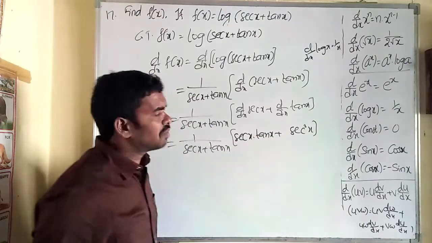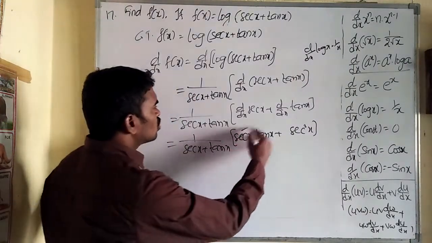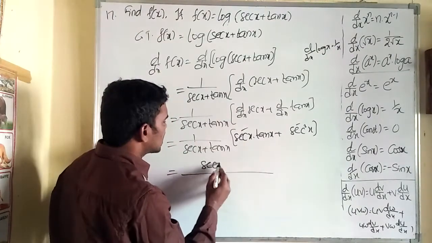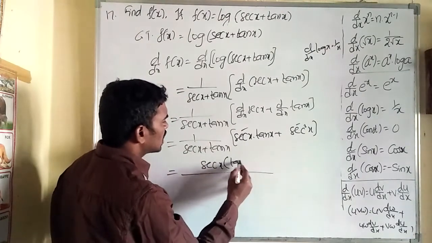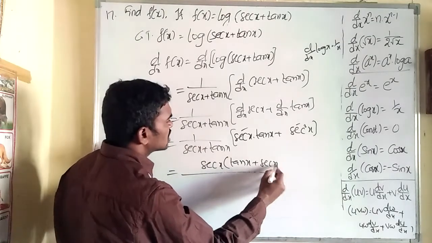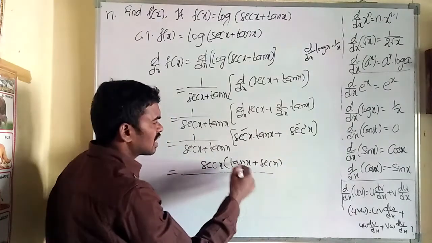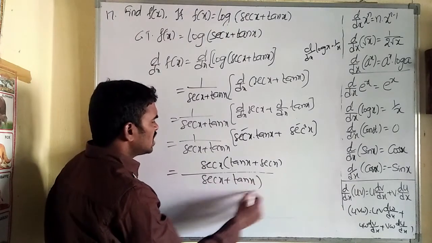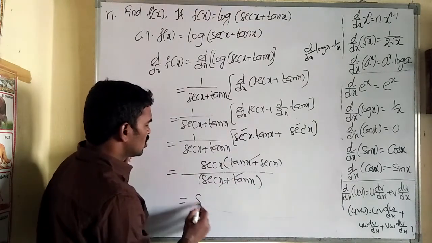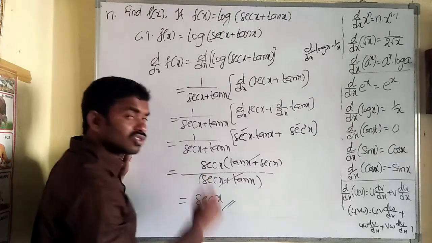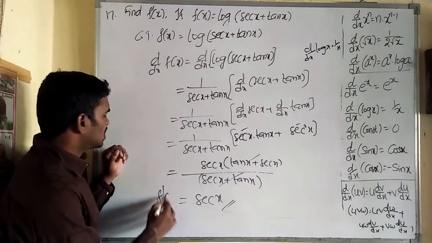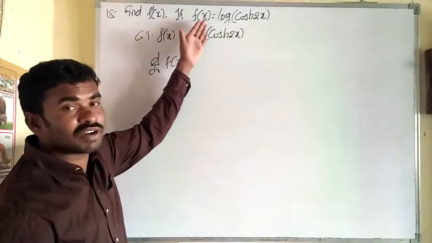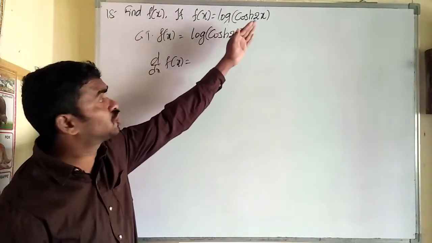Okay, we must remember some more formulas also. In both terms, secant x is common, am I right? So we can take secant x common, 1 into, so remaining tan x plus secant x. From this expansion we can take it common, and divide by sec x plus tan x as usual. So see, the denominator and numerator are the same. So finally we get secant x. So this is the answer of f dash of x. Very simple. 18th question. Find f dash of x if f of x is equal to log of cos h 2x.